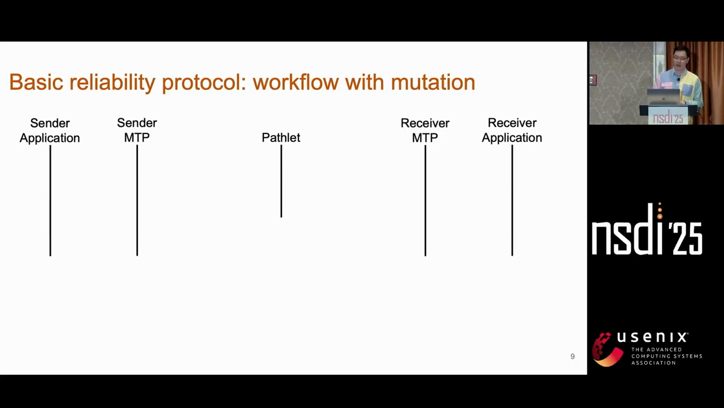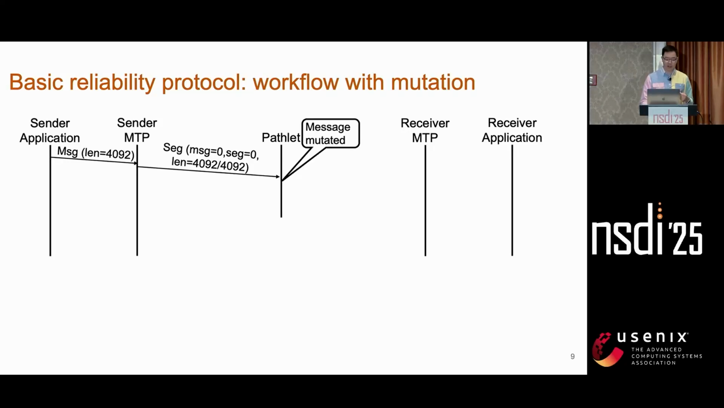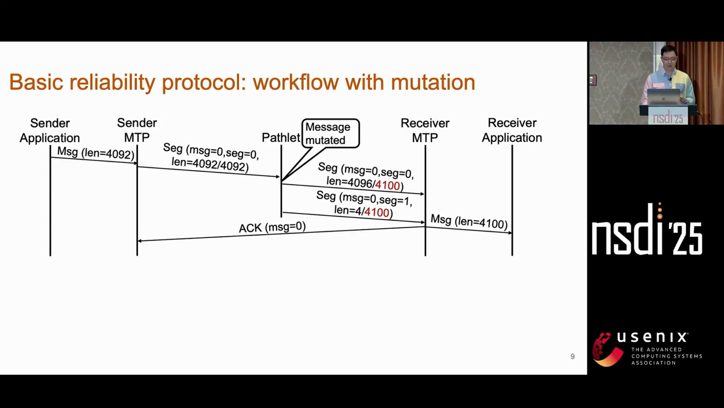Let's first go through the end-to-end transfer of a message to understand how MTP achieves reliable delivery with message operations. Say the sender asks MTP to send a message of 4092 bytes and the MTU is 4096 bytes. MTP will send the message as a segment encapsulated in one packet. Say the pathlet performs mutation and somehow adds 8 bytes to the message. The pathlet will send 2 packets towards the receiver naturally, and when both segments arrive, the receiver MTP ACKs the whole message, and the sender MTP then generates a completion for the application.